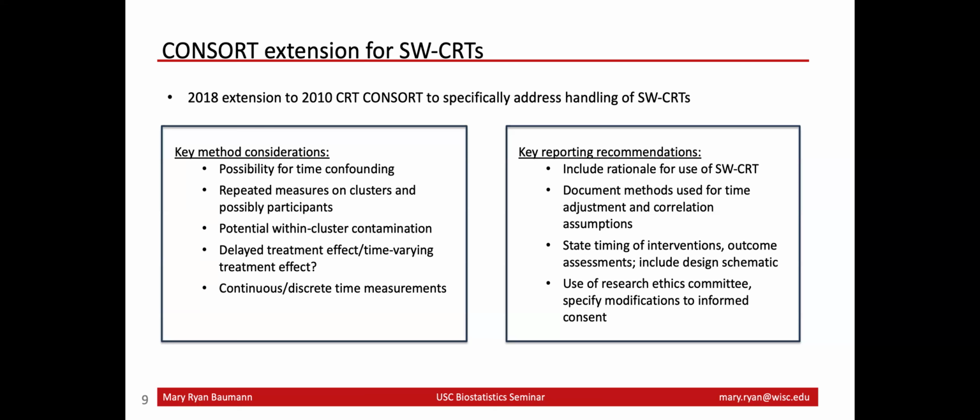And for a lot of the extra risk of bias that step-wedge trials undergo, they're really quite heavy-handed, I guess, with the recommendation that you need to include some sort of rationale for why you used a step-wedge trial rather than any other cluster randomized design. What made those other cluster randomized designs infeasible for your particular research situation? And then being quite specific about exactly what are the timing of the interventions and what methods are you using to adjust for time and correlation assumptions.